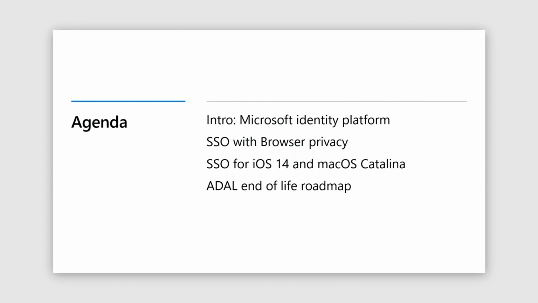The format today is a short introduction to the Microsoft Identity Platform, and then we'll cover 3 topics with 7 minutes each. We'll start with browser privacy controls that impact single sign-on experiences and single-page applications. Then we'll cover how to take your existing iOS and macOS applications and enable single sign-on. And then we'll wrap up with the end-of-life roadmap for ADAL and steps on how to migrate to MSAL. If you're interested in a particular topic, feel free to skip ahead.